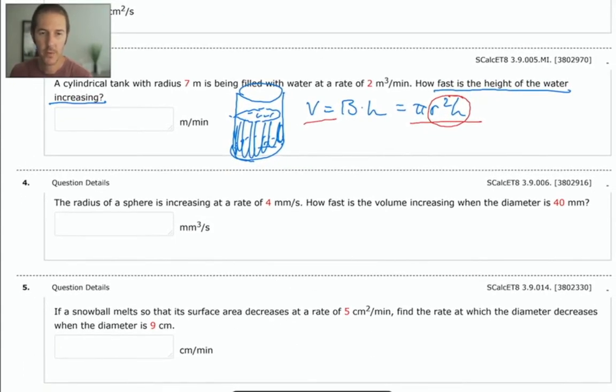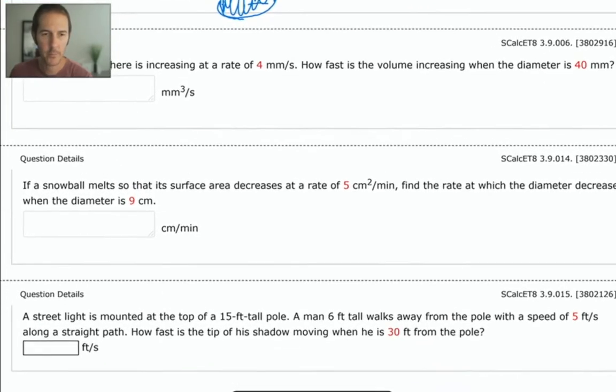The radius of a sphere is increasing at a rate of 4 millimeters per second. How fast is the volume increasing? So this is a volume of a sphere problem. Volume of a sphere equals 4/3 pi r cubed. They're giving you when the diameter is 44 millimeters. That's not the radius. Convert that diameter to an r value. Plug that in as one of your known values.